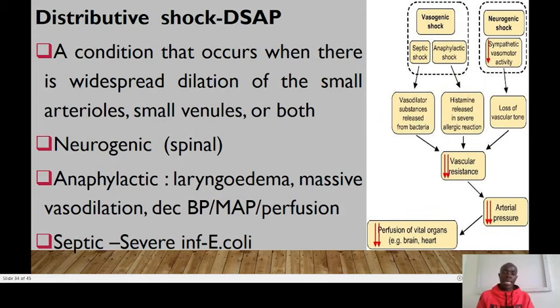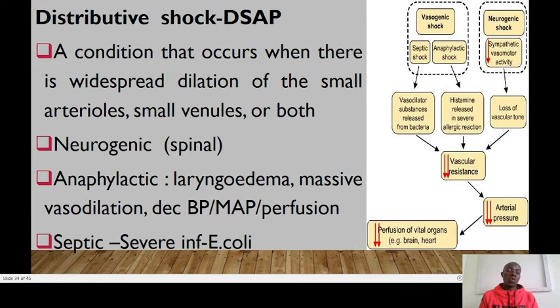severe infections like the E. coli, okay, the E. coli. Alright, so we could have vasogenic shock or the neurogenic shock. The neurogenic shock, we have decreased sympathetic vasomotor activity, decreased muscle tone, which leads to decreased vascular resistance. While vasogenic shock, we have septic shock and anaphylactic.